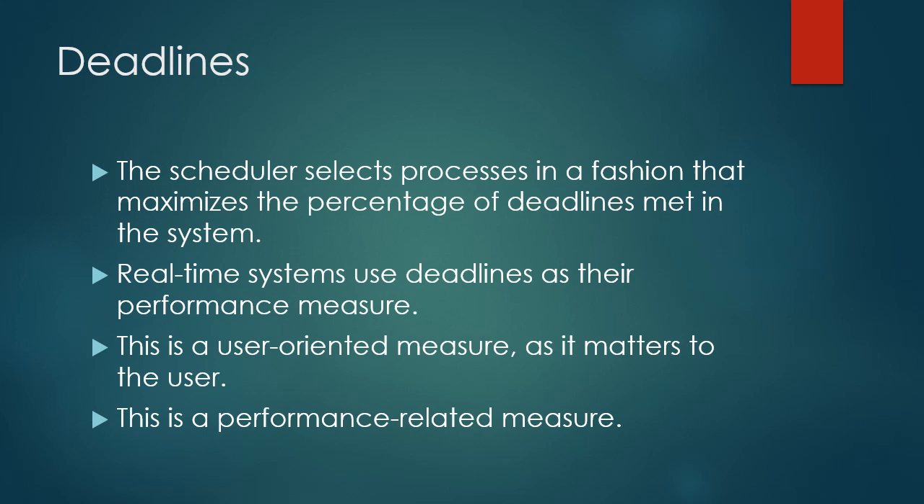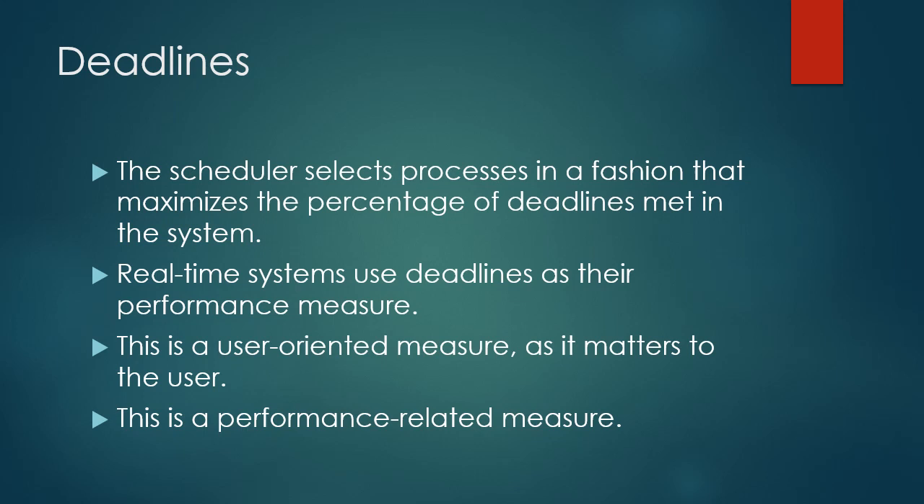Deadlines. The scheduler selects processes in a fashion that maximizes the percentage of deadlines met in the system. If I select task A first, I will be able to complete tasks A and D within their deadlines. But if I select task B first, then I will be able to meet the deadlines of A, B, and C. So I will select task B.